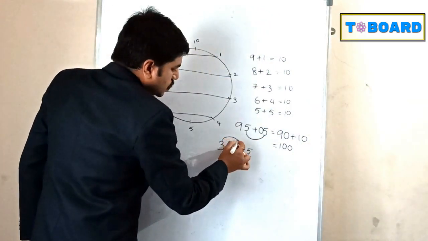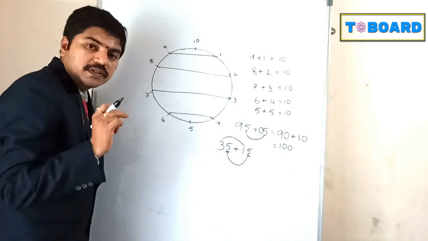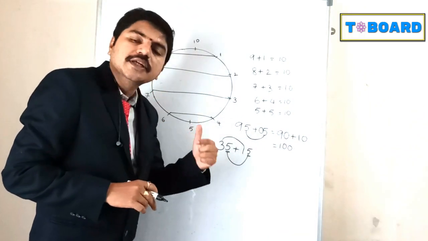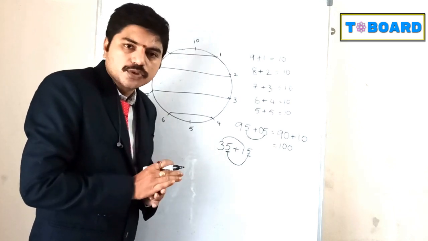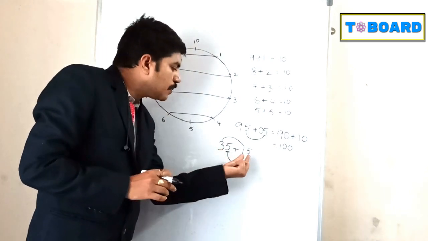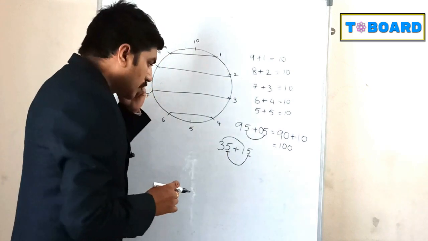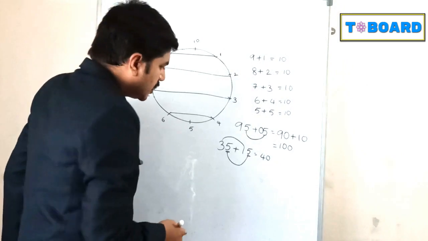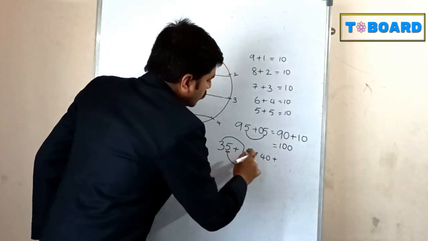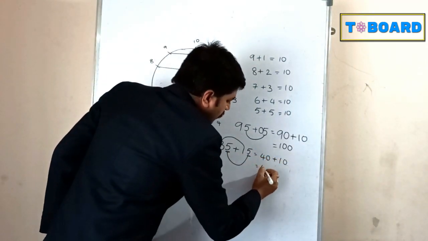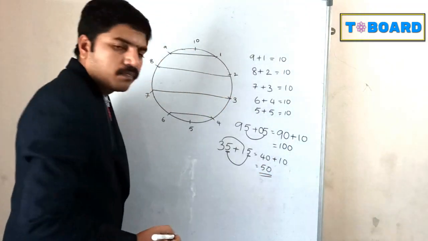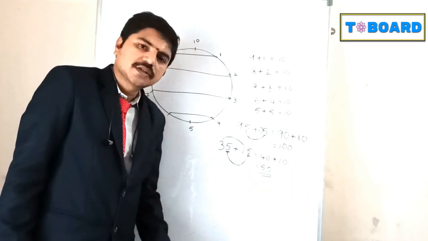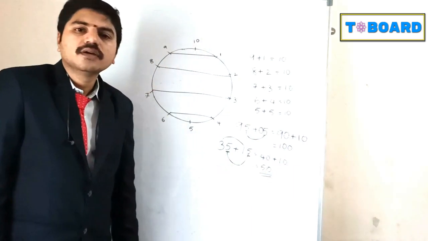And next one, 3 plus 1 is 4. But what is the place value of this one? The 1 and 3 are in the tens position. Because it is the tens position, 30 plus 10 is 40. Okay, the next one is 5 plus 5, we already know that is 10. That's why it's a 50 answer. So 35 plus 15 became 40 plus 10, which means it is 50. We are going to get it.